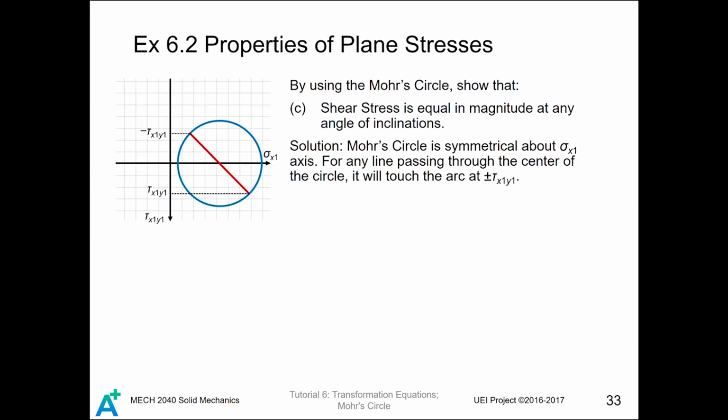Shear stress is equal in magnitude at any angle of inclination. Well, you can have a look at the proof without words. So actually, the Mohr circle is symmetrical about the sigma x1 axis. So no matter how you rotate your stress element, as long as you draw a straight line passing through the center, the line will cut the circle at 2 points with positive and negative tau x1 y1.